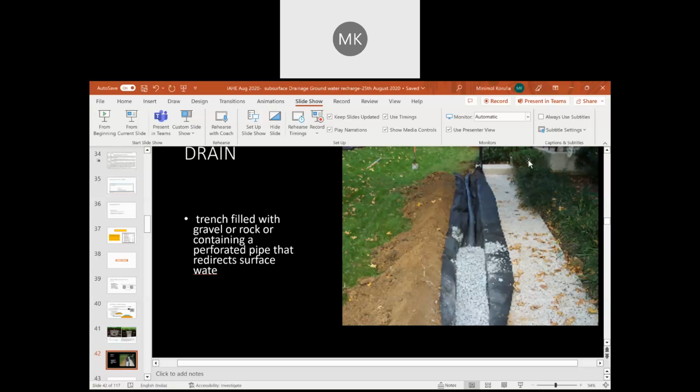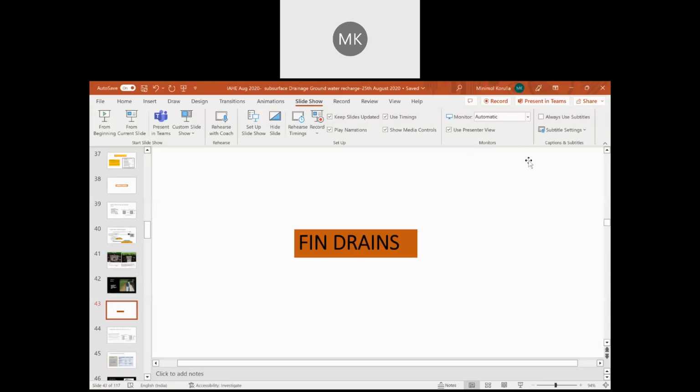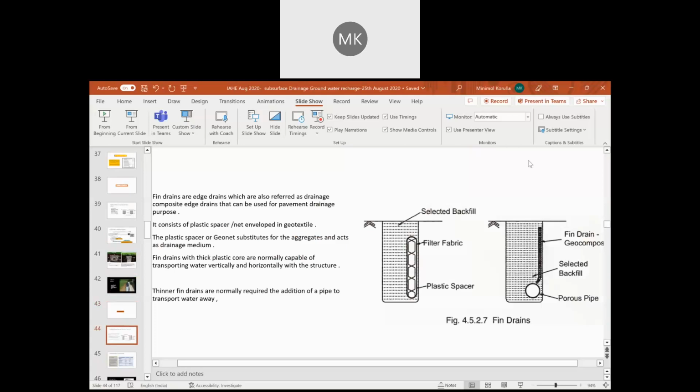Then IRC 75-2015 also mentions drainage and drainage geocomposite. And another code which talks about drainage, the different types of drains, and the drainage geocomposite is IRC 113-2013.